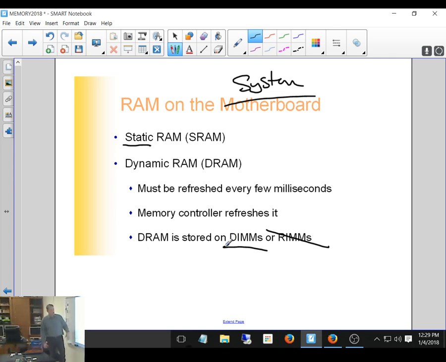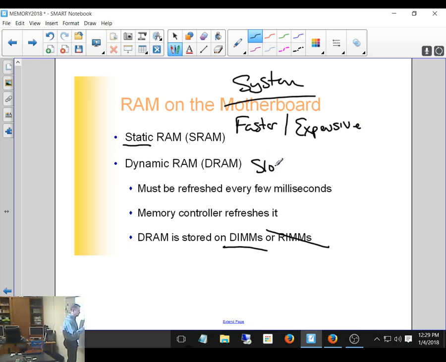But of these two, static doesn't have to be rewritten, so it's faster, but it's also more expensive. And because dynamic has to be rewritten all the time, that makes it slower, but we use it because it's cheaper. Now, we have two places that the motherboard, with the CPU, stores information. That's primary storage, right?